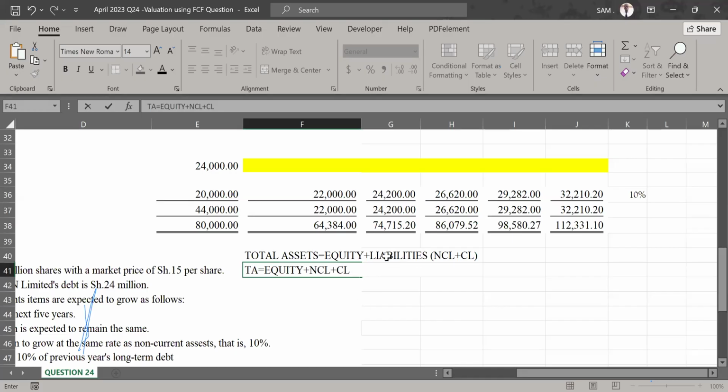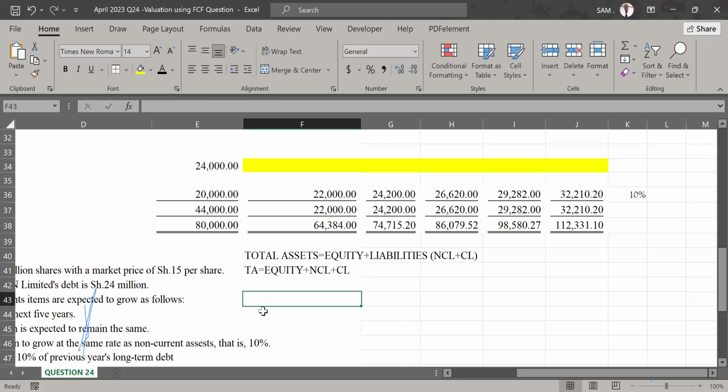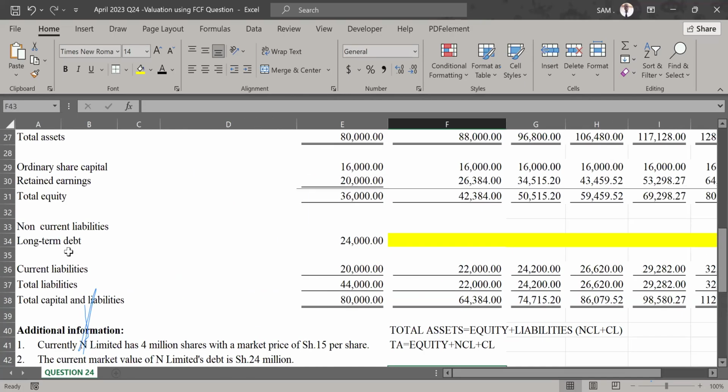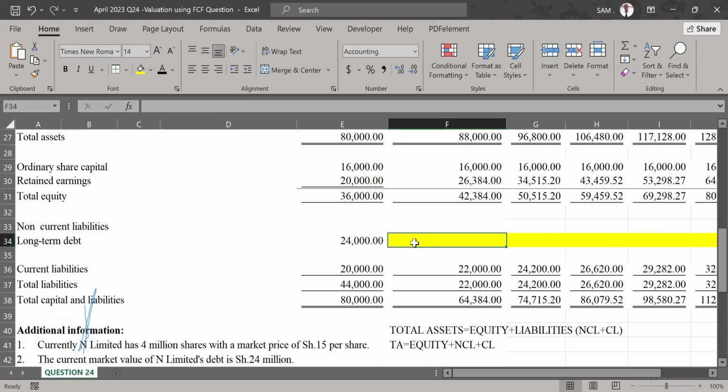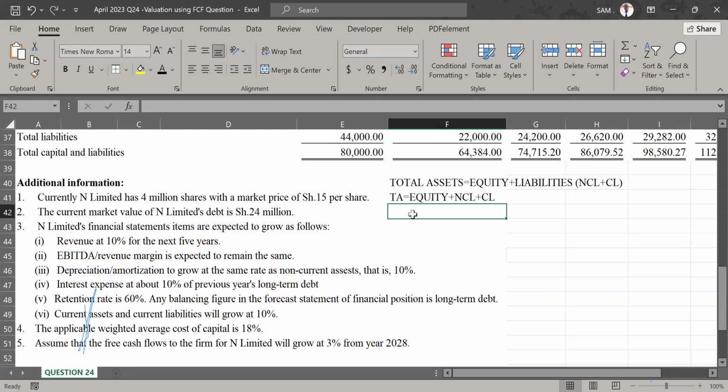I've just broken down liabilities here to bring out the two elements, non-current and current. Now, let us make non-current liability the subject of the formula. Why are we making non-current liabilities the subject? Because for non-current liabilities we only have one element, which is long-term debt, and that is the unknown. So we are making it the subject of this formula so that we can get how to compute it. So you'll realize that non-current liabilities will just be total assets minus equity, and then we also minus current liabilities.